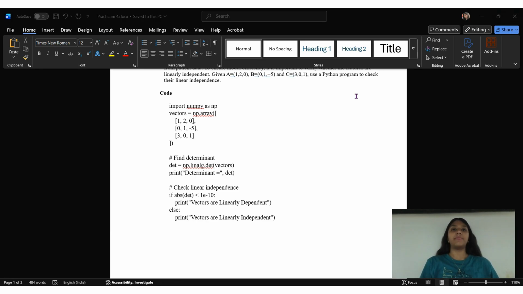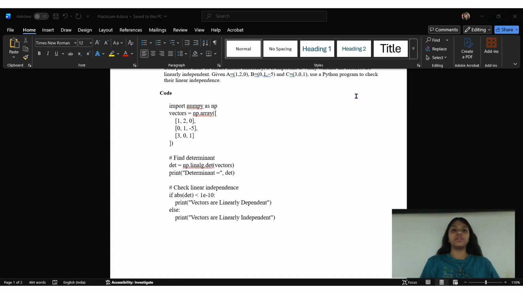So, what happens with our example? The determinant comes out to a non-zero value. That means the three vectors are linearly independent. They span the entire three-dimensional space, and none of them can be expressed as a combination of the others.